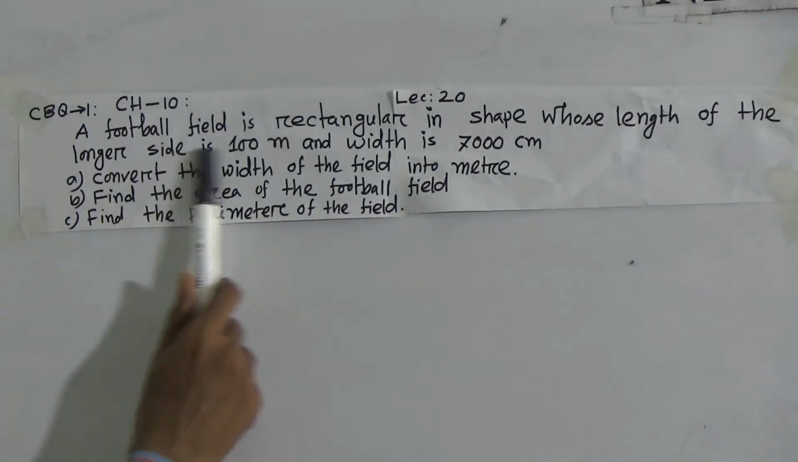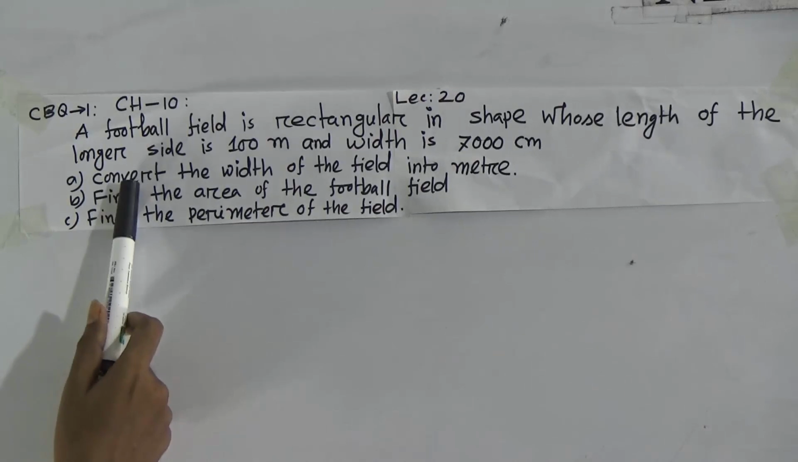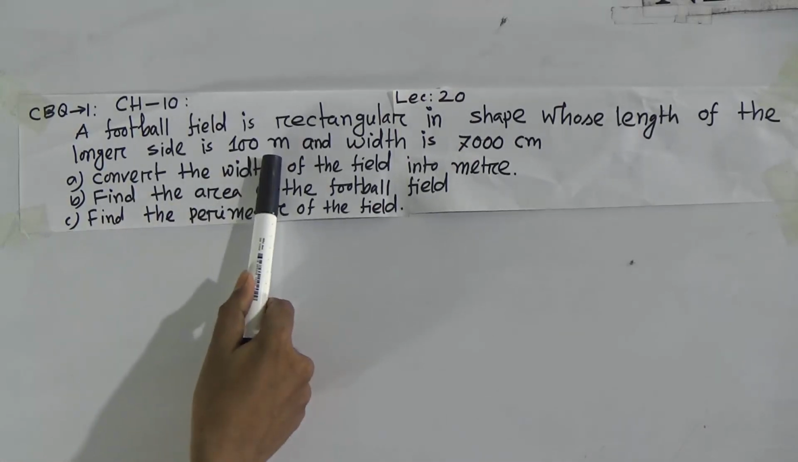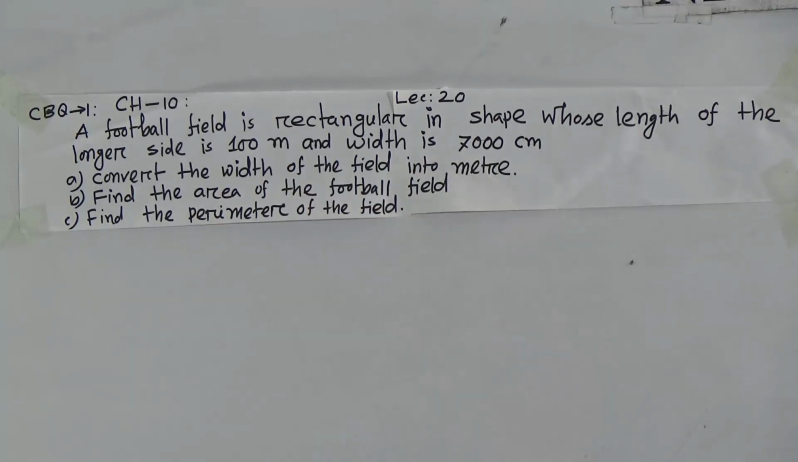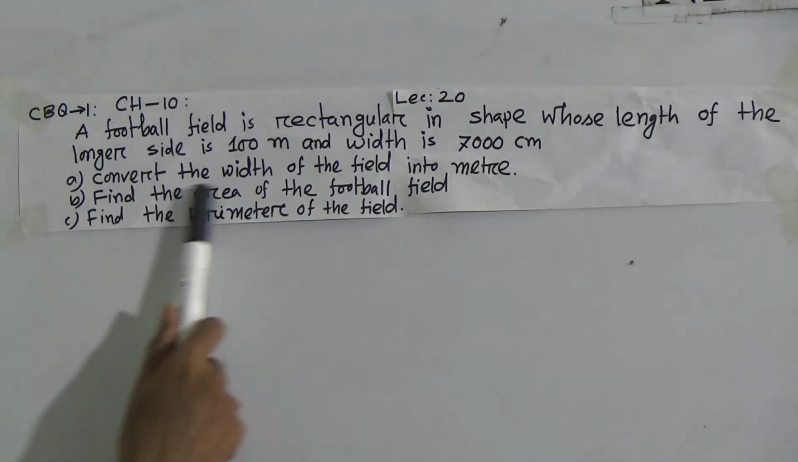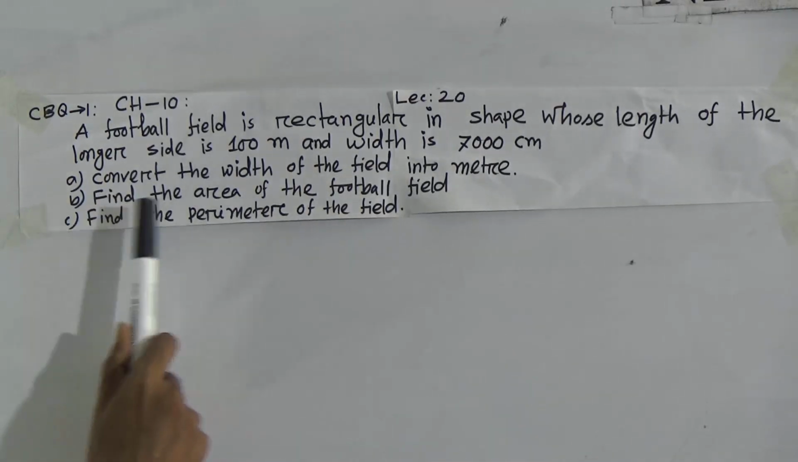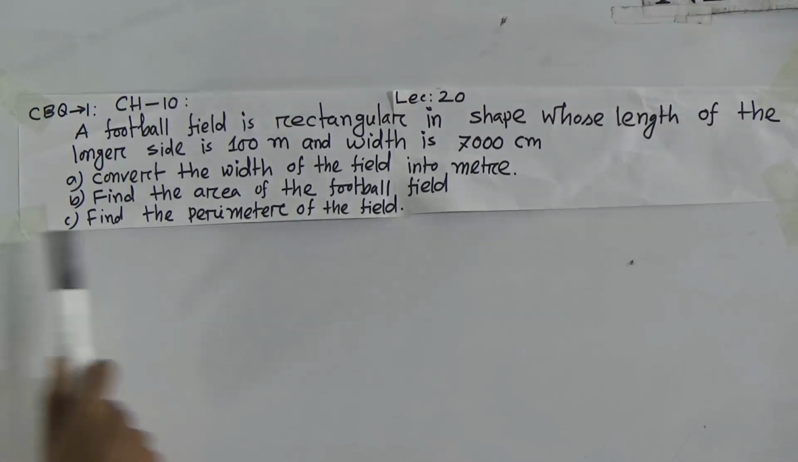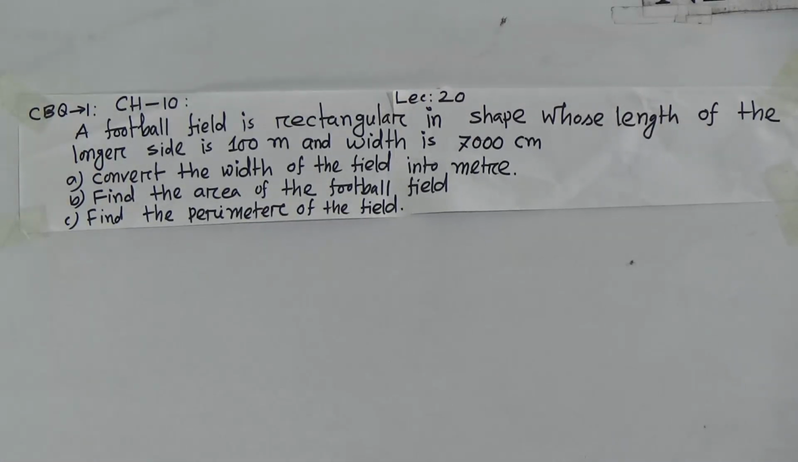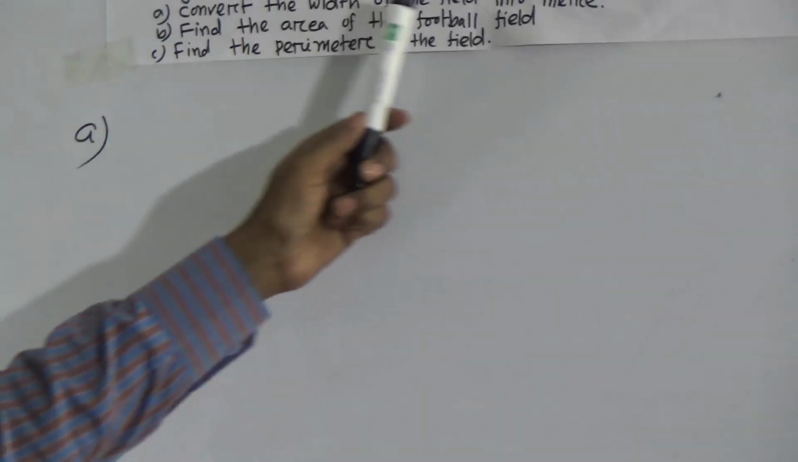Look, a football field is a rectangular in shape whose length of the longer side is 100 meter and width is 7000 centimeter. A number, convert the width of the field into meter. B number, find the area of the football field. C number, find the perimeter of the field. Dear student, this is very easy question. Convert the width of the field into meter.